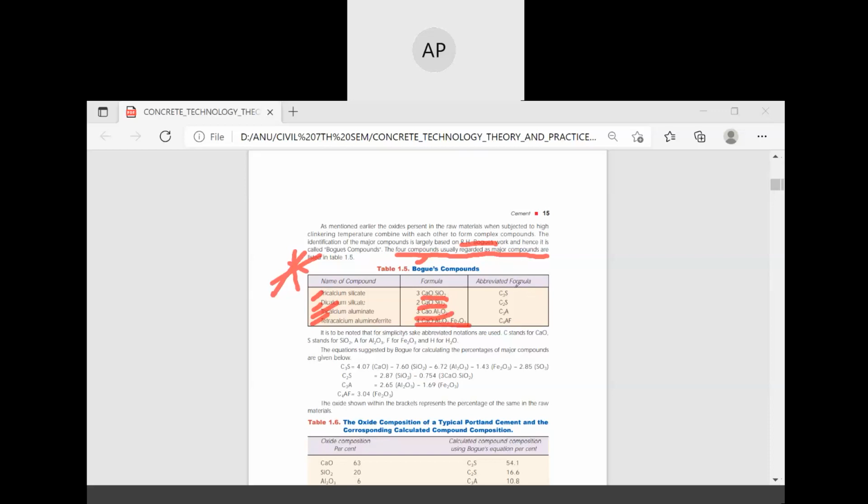These are very important. All of you remember them. In coming chapters, if I say C2S, you should understand it is dicalcium silicate. C3S, tricalcium silicate.